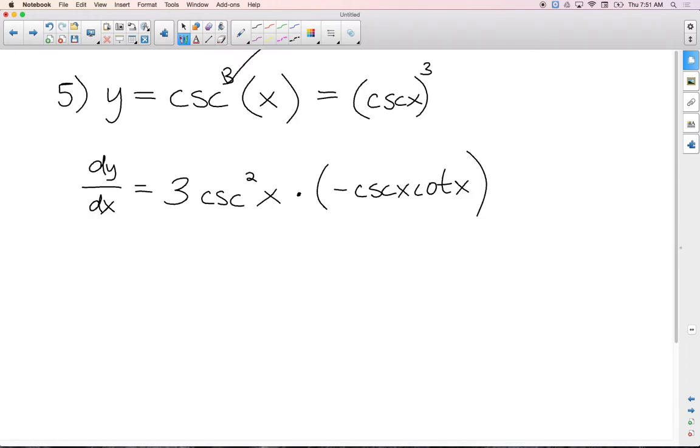Okay, times, wait, there's one more thing. Times the derivative of the most inside part. What's the derivative of the most inside part? X. X, which is just what? 1.